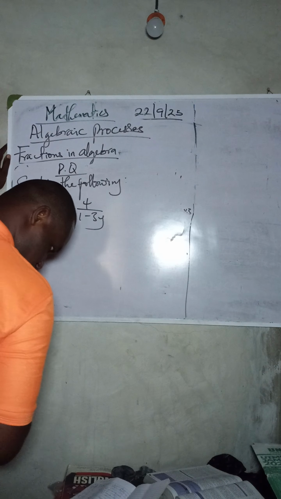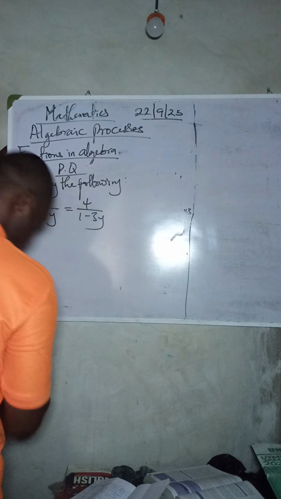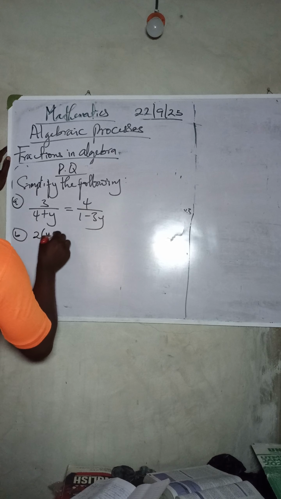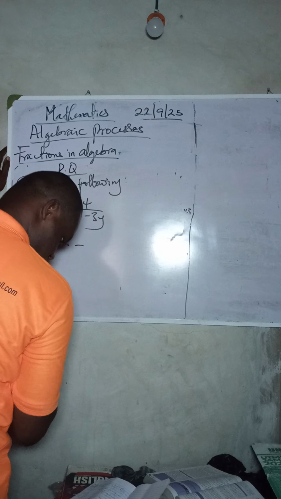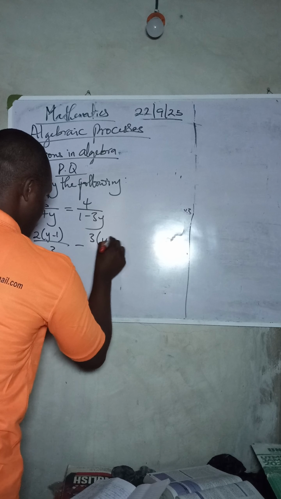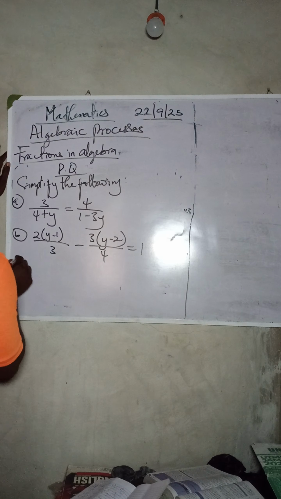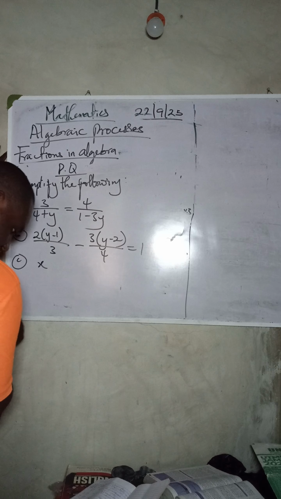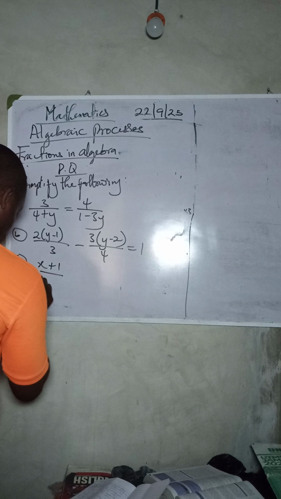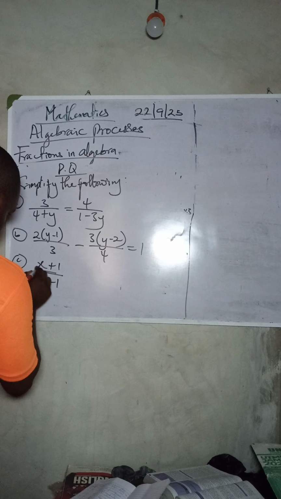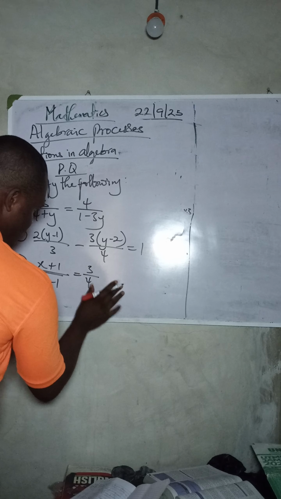B: 2 into y minus 1 divided by 3 minus 3 into y minus 2 divided by 4 is equal to 1. And C: x plus 1 over x minus 1 is equal to 3 over 4.